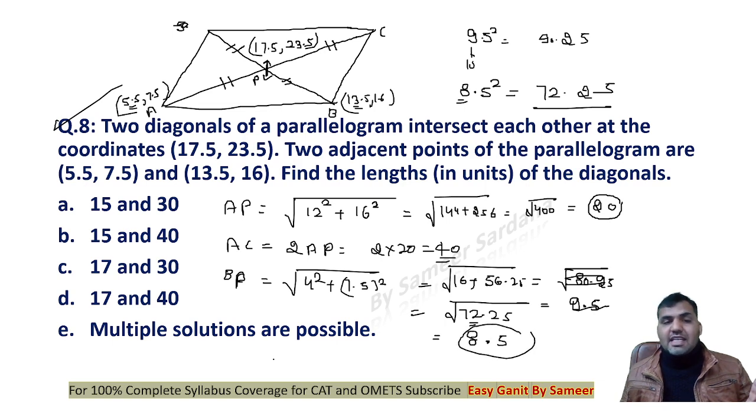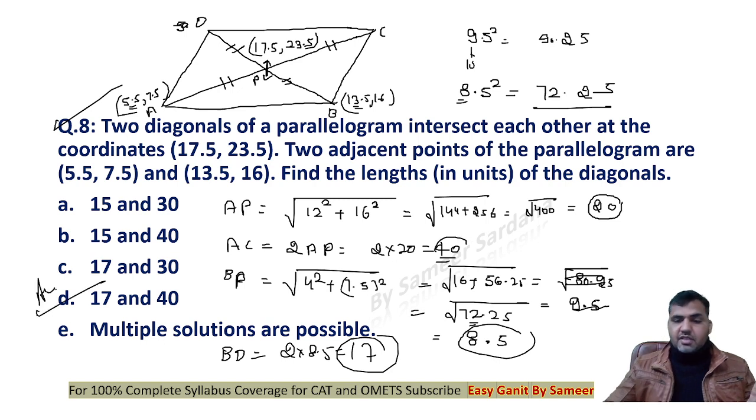So the second diagonal, that is BD. Let's say this is BD. The second diagonal BD will be 2 times of 8.5, which will be equal to 17. So 17 and 40. One diagonal is 17, the other diagonal is 40. 17 and 40 will be the correct answer. D option is the correct answer.